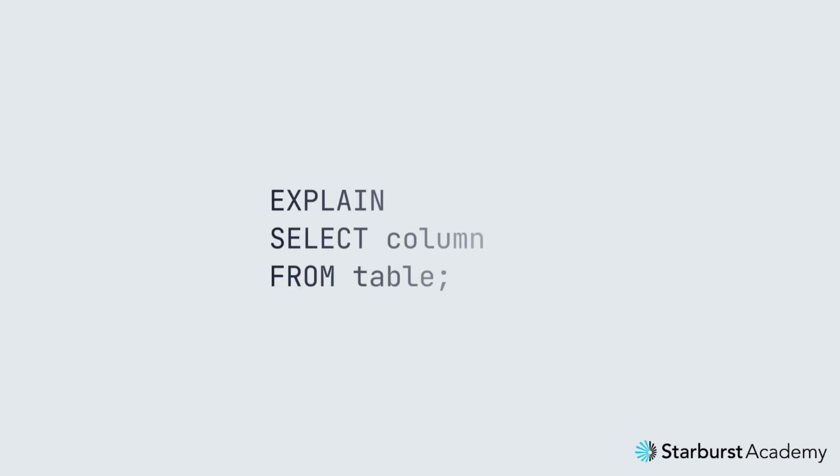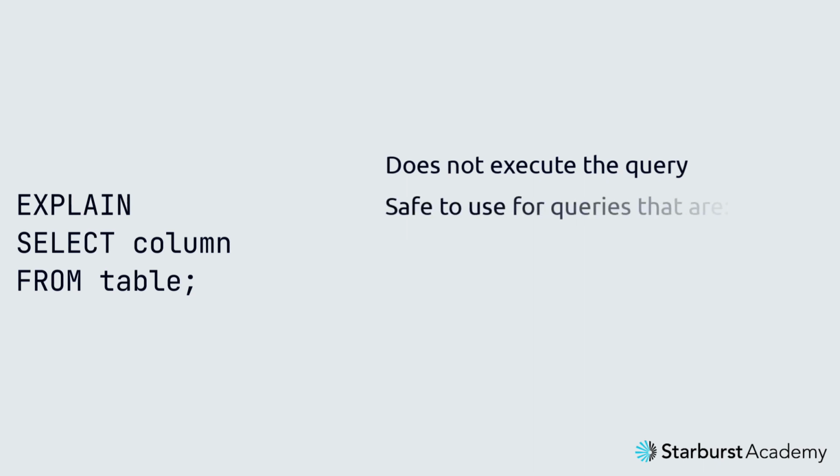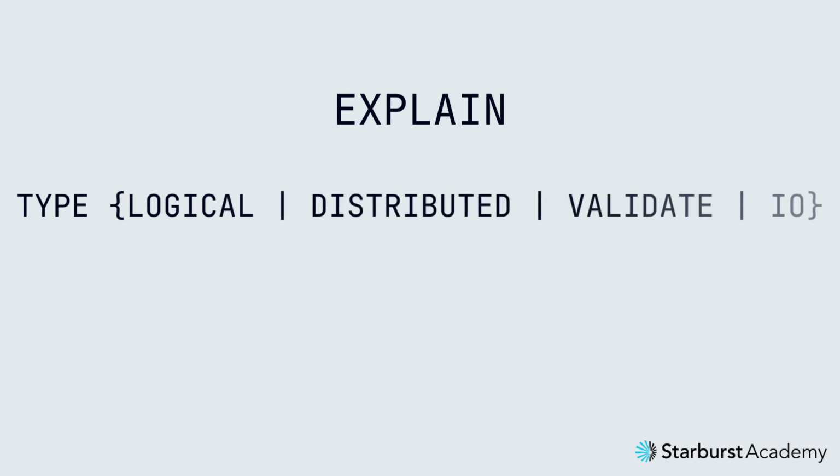You can generate and view the plan for a query using the explain command. Running the explain command does not actually execute the query, it only generates and displays the query plan. This means that explain is always safe to use, even with queries that are complex, resource-intensive, or failing to run. The explain command has several different options for generating and formatting its output. In this video, we will explore the distributed type, which is the default output option.